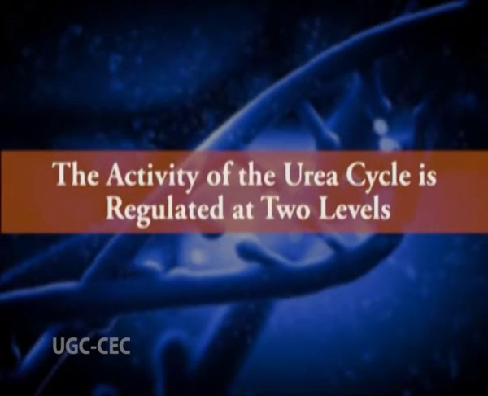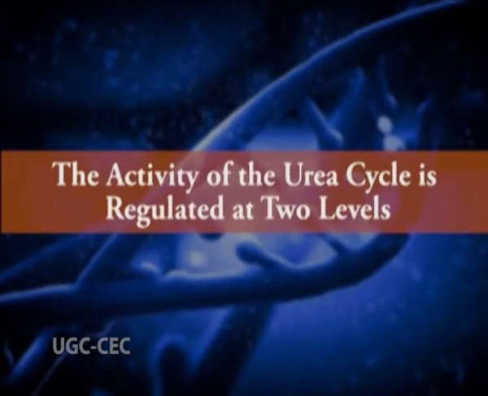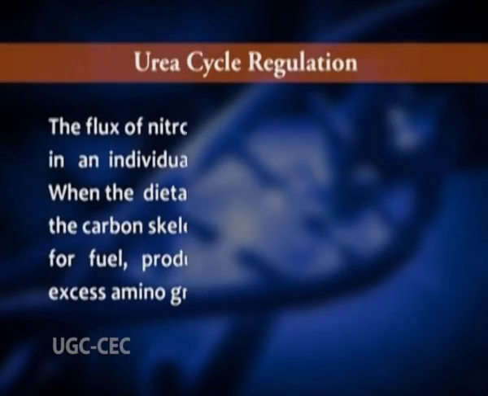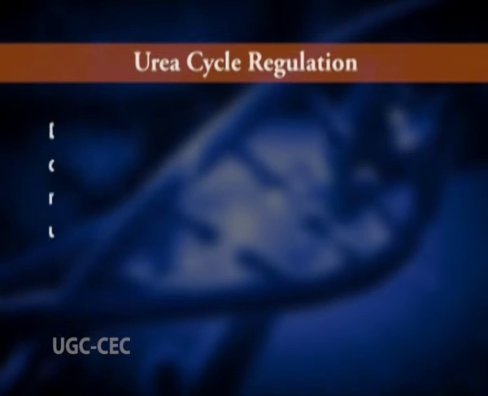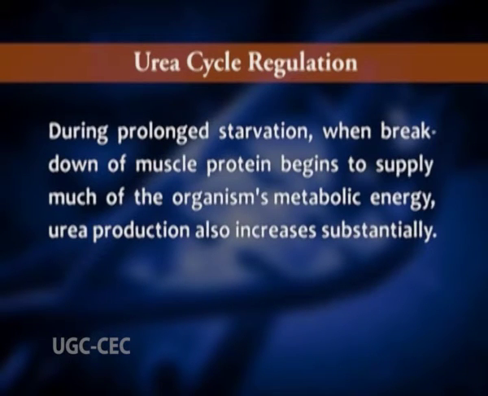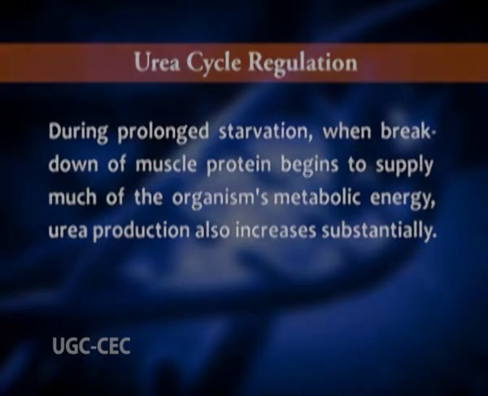The activity of the urea cycle is regulated at 2 levels. The flux of nitrogen through the urea cycle in an individual animal varies with diet. When the dietary intake is primarily protein, the carbon skeletons of amino acids are used for fuel, producing much urea from the excess amino groups. During prolonged starvation, when breakdown of muscle protein begins to supply much of the organism's metabolic energy, urea production also increases substantially.